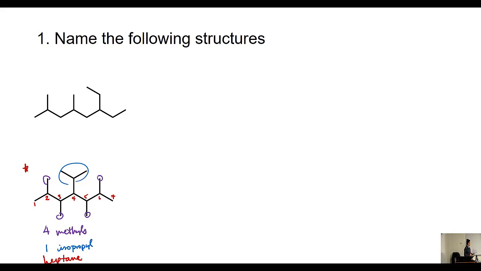Okay, so when we name, which goes first, the methyl or the isopropyl? Alphabetically, I goes first, so we're going to do the isopropyl first, okay? So which carbon is my isopropyl attached to? 4. So I do 4-isopropyl, and then we get to the cool part, which is all the methyls, and I get 2, 3, 5, 6.